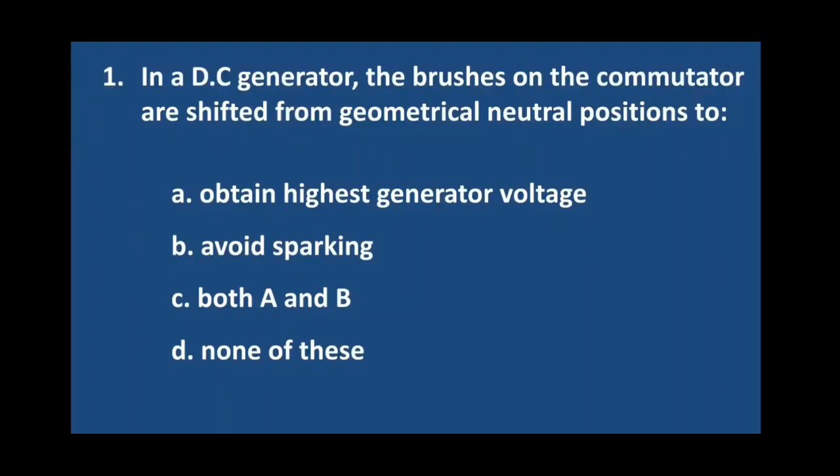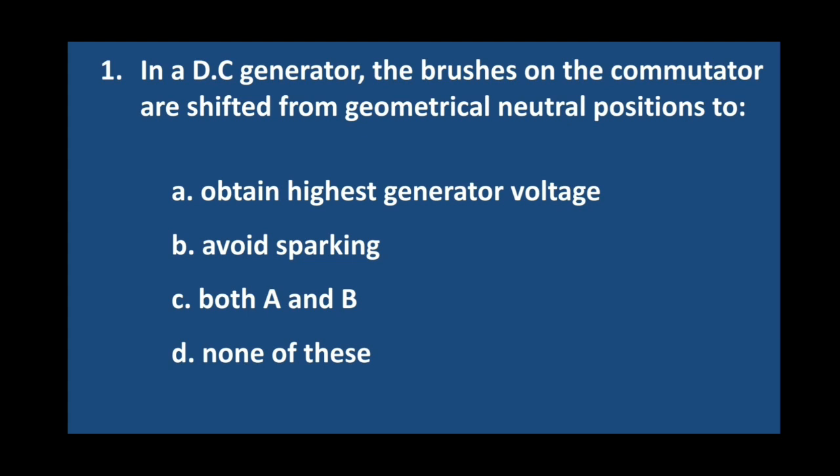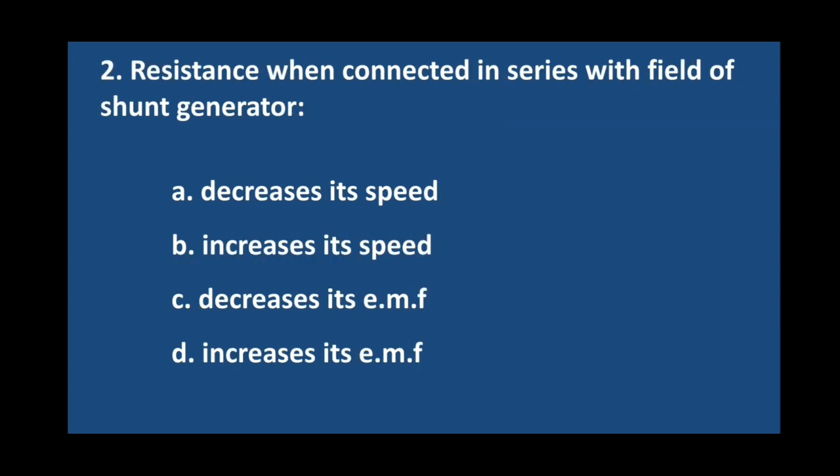Question number 1. In a DC generator, the brushes on the commutator are shifted from geometrical neutral positions to. Answer is option B. Avoid sparking. Question number 2. Resistance when connected in series with field of shunt generator. Answer is option C. Decreases its EMF.